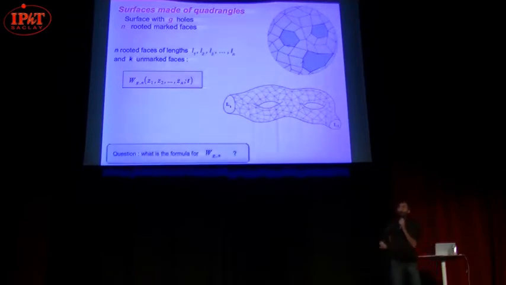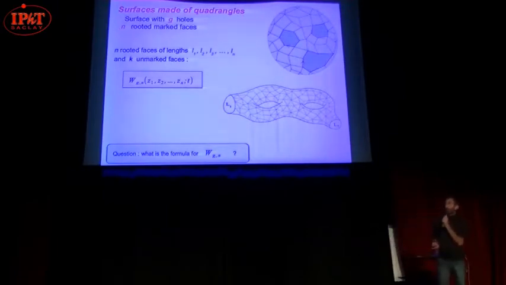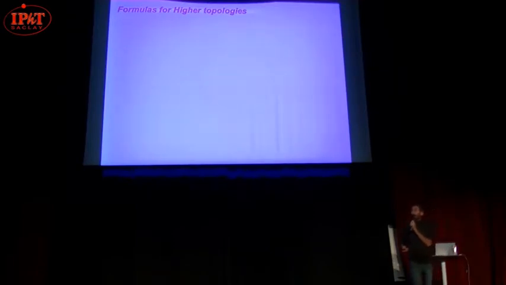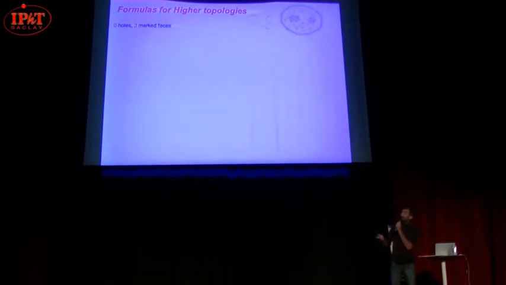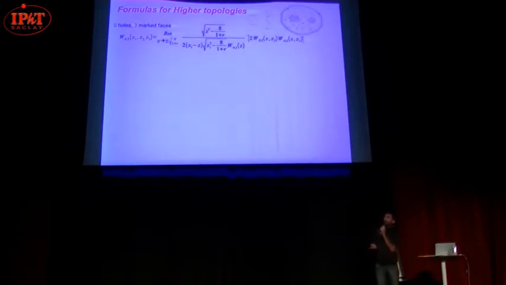And what is the formula for WGN? I showed you already some formulas for W01 and W02. What is the formula for WGN? So let's start with genus 0 and 3 marked faces. Here is the formula. This formula is not as explicit as before, it's given as a residue.